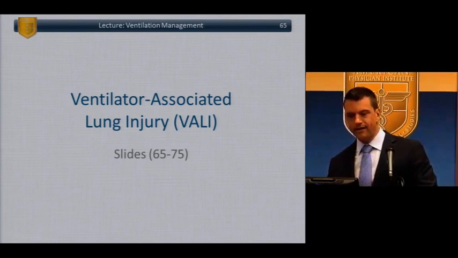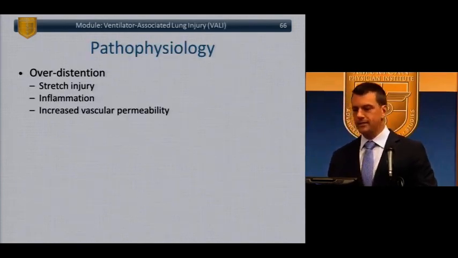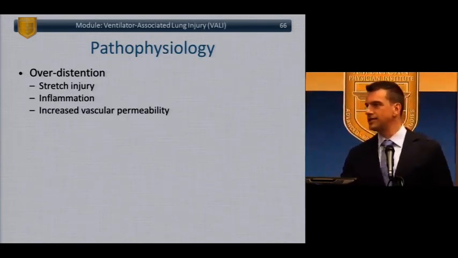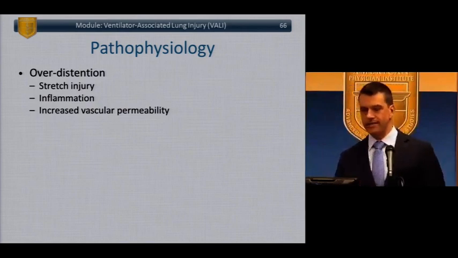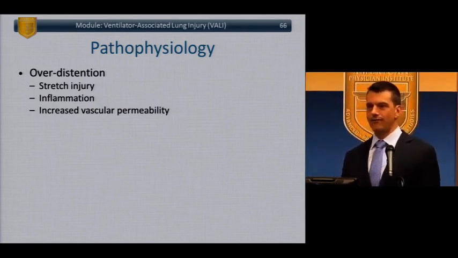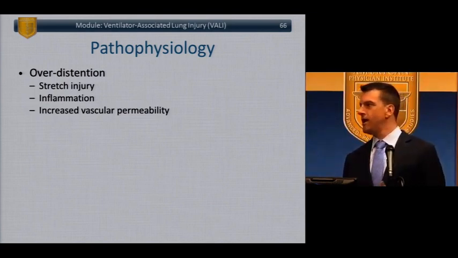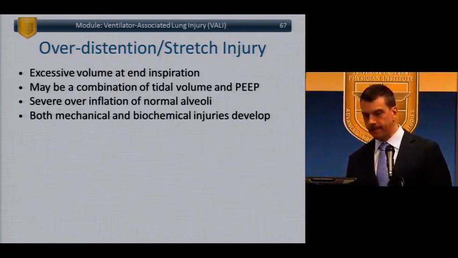So looking at ventilator-associated lung injury, there's the overstretch, again, the stretch injury that causes inflammation and increased vascular permeability. These are the patients that get that white, fluffy bilateral infiltrates that are not in pulmonary edema.